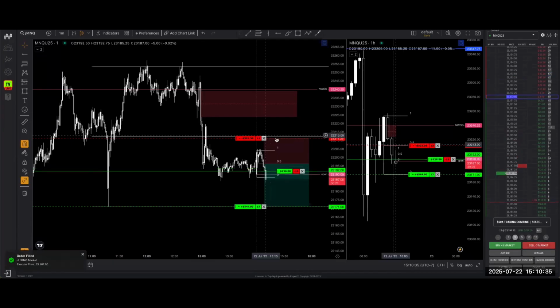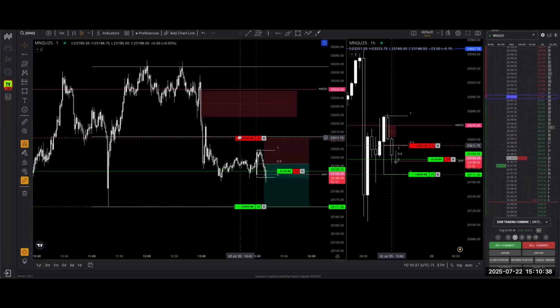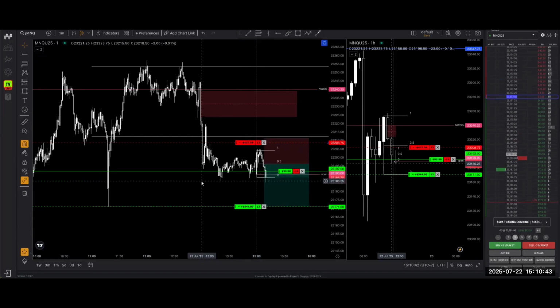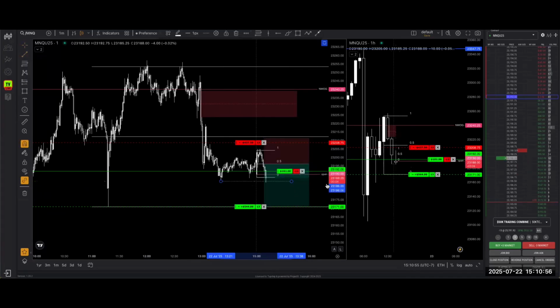I like it. Did we sweep here? So beware, we just swept liquidity right there. But again, we're going off the hourly time frame. So we want to get a displacement below here, right? A candle close below there. Healthy, healthy.